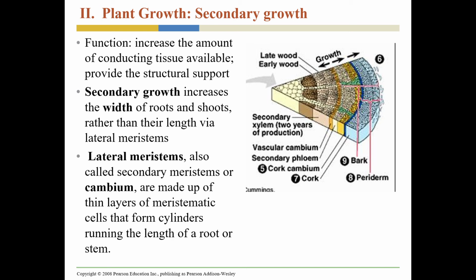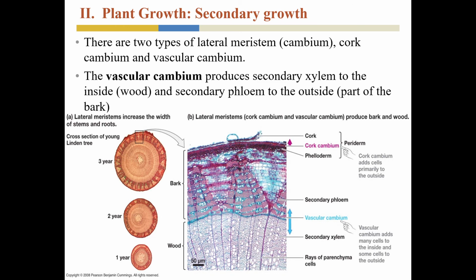So let us proceed, because again, there are all kinds of terms here that are probably new to you. We have two types of lateral meristem, which we also call cambium: cork cambium and vascular cambium. Vascular cambium produces secondary xylem to the inside and secondary phloem to the outside, which then becomes part of the bark. The inside is secondary xylem, which is part of the wood.